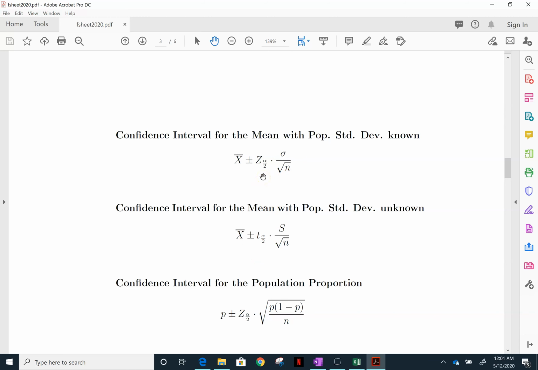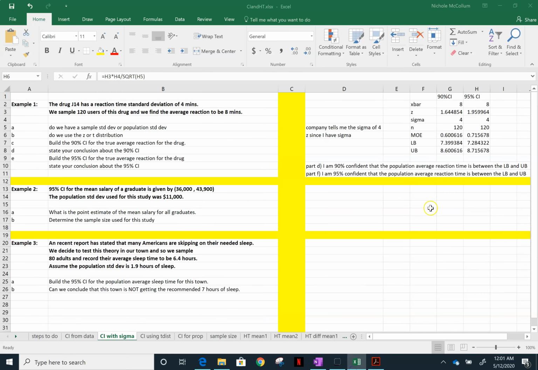That's the idea I want you to understand. If your confidence goes up, your Z gets bigger. If your Z gets bigger, your error gets bigger. If your error gets bigger, your width gets bigger. And that's why I knew I had a wider confidence interval, because I wanted more confidence. And that's example 1. All right, let's pause now and let's try example 2.